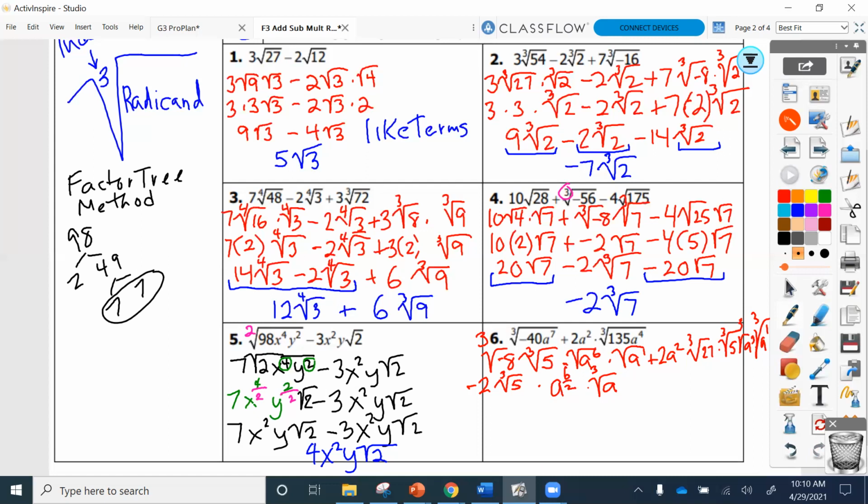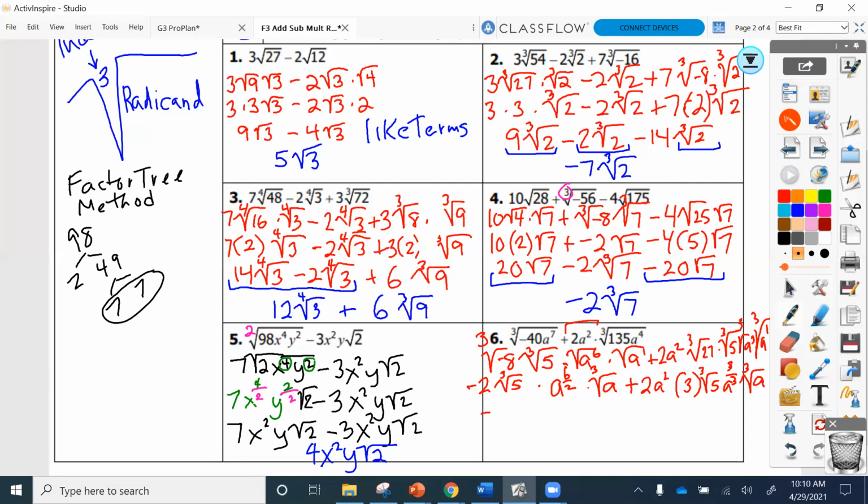All right. Now we're on to this term. So 2a squared times the cube root of 27 is 3. We've got the cube root of 5 and a to the 3 over 3, and then the cube root of a. Okay, now we're simplifying.